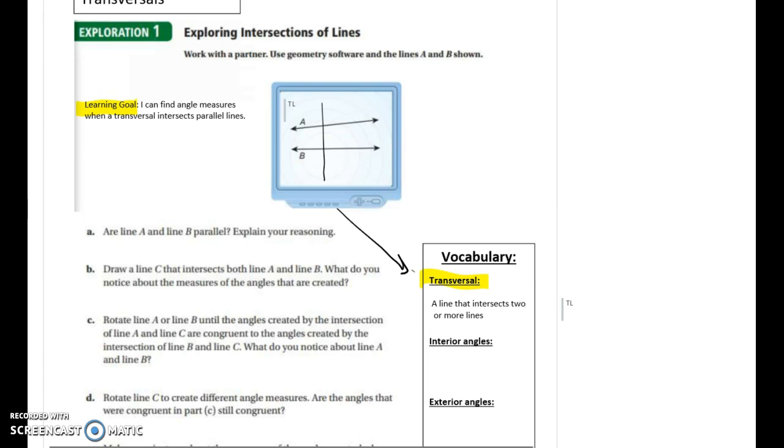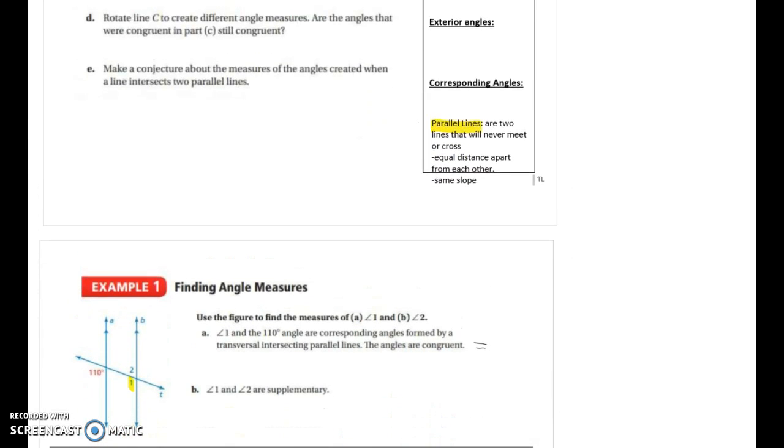The next question would be, what are parallel lines? Parallel lines are two lines that will never meet or cross. They are equal distance apart from each other, which means they have the same slope. We learned about slope way back in quarter 2 when we were working on graphing, but that is the slant of the line. Since they both have equal slopes, they are going to be equal distance apart, which means that they are parallel and they'll never cross.